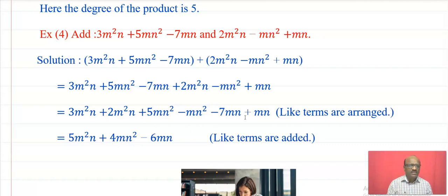What about the last? Last, look, minus 7mn plus mn. That you will get minus 6mn.